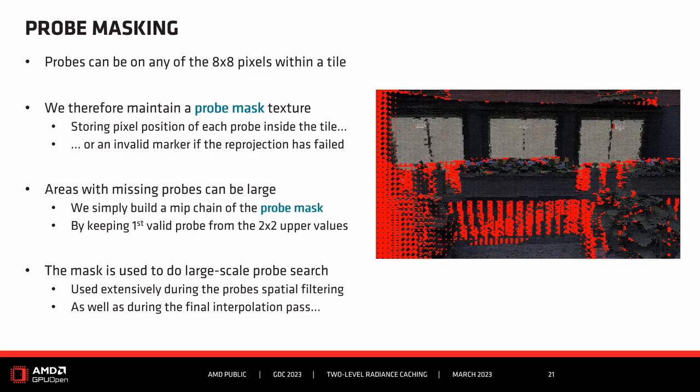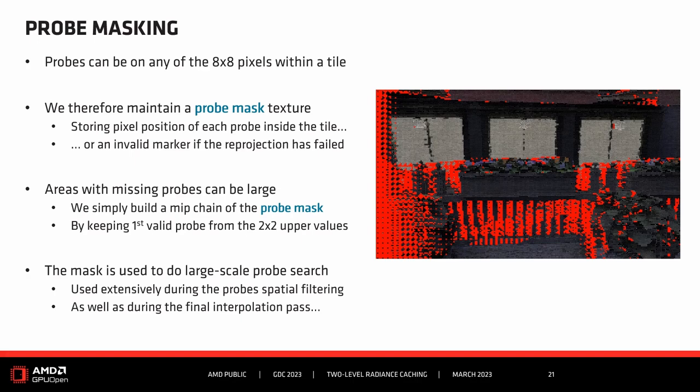Okay, so probes I mentioned, they can be on any of the 64 pixels within a tile, and it's important that we track very precisely where they are at a pixel level. So we maintain a probe mask texture for that purpose that stores the pixel position of each probe inside the tile, or an invalid marker if the reprojection has failed, so the red areas in that image.